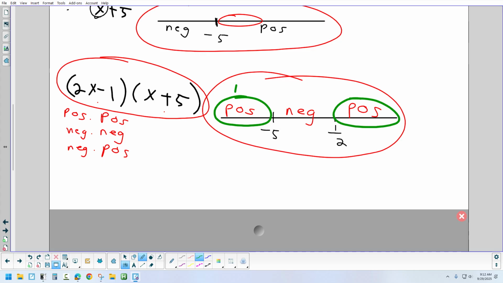And I'm looking for set notation. The lowest value, comma, the highest value. And then brackets or parentheses where you need them.